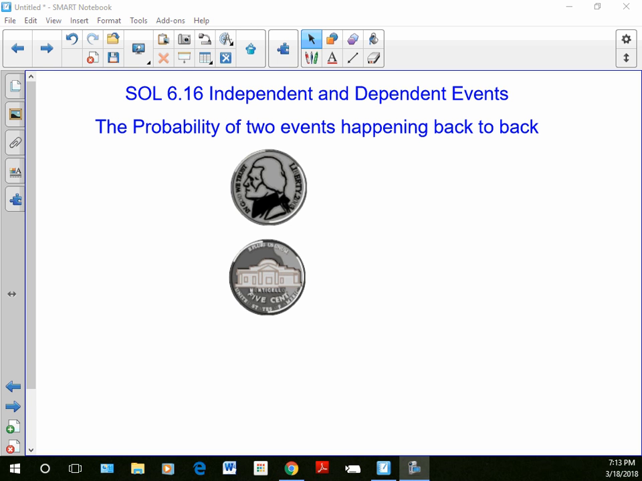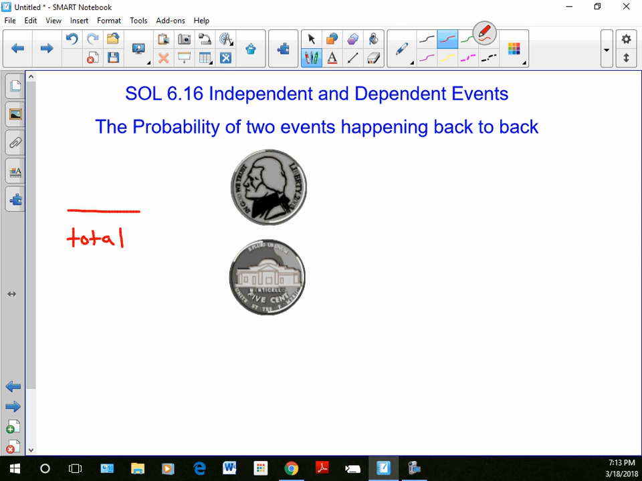Probability is the chance of something occurring, meaning you do not know the outcome. Probability can be represented as a fraction. The bottom number is the total outcomes. The top number is the desired outcome.